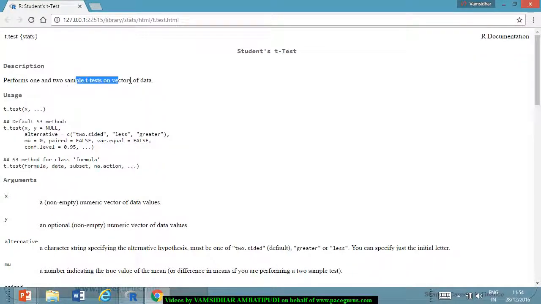It performs one and two sample t-tests on vectors of data. I need to give a vector of data. That's the reason I have split that column data into a vector. We have got everything into a variable called telecom. So either a one sample t-test or a two sample t-test. The two sample t-test, I'll take care of in my next session. But right now the one sample test is what we are performing, and I simply have to give t.test. And for alternative, I can give either two-sided, less or greater.